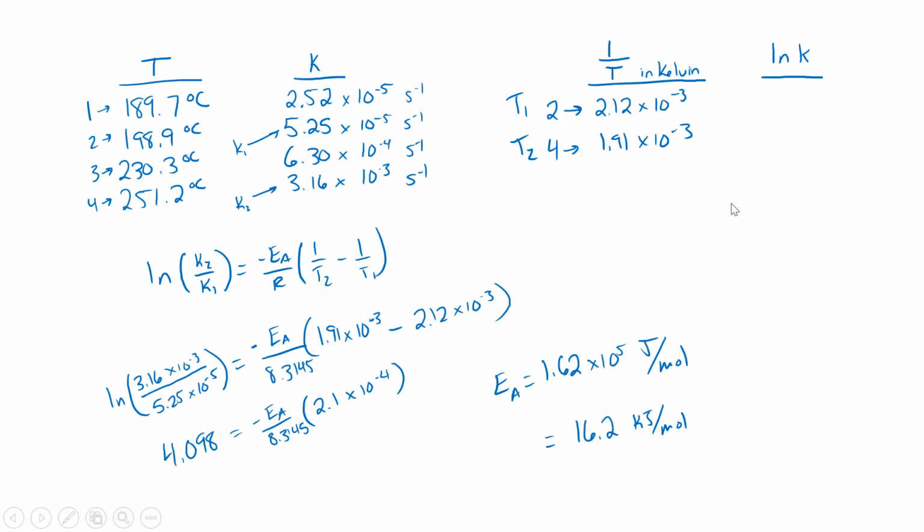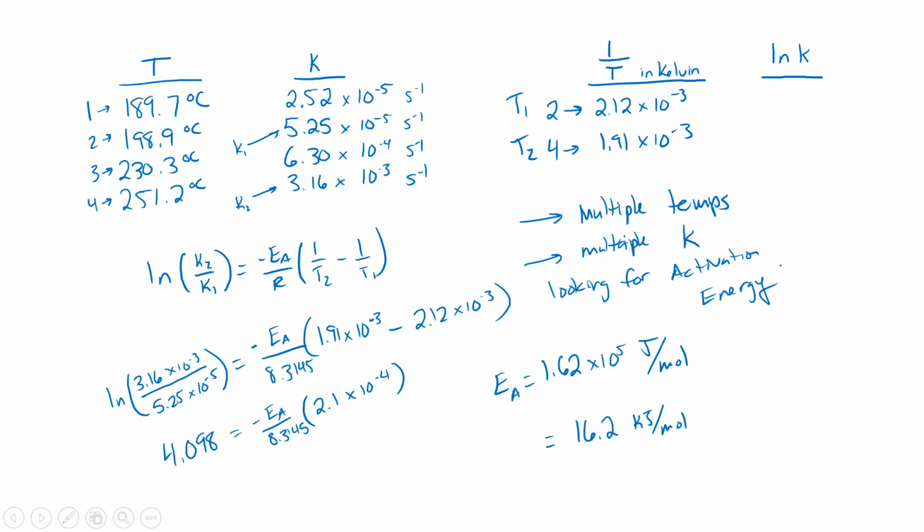But this is the kind of thing that you're going to see. So what we notice here is that we have multiple temperatures, and if I set this up right, you can take any of these entries. You could take entry 1 and entry 2, and you should get a similar answer for the activation barrier. I chose 2 and 4 because that's the one that I had written down. But the key is we have multiple temps and multiple rate constants, and we're looking for activation energy.